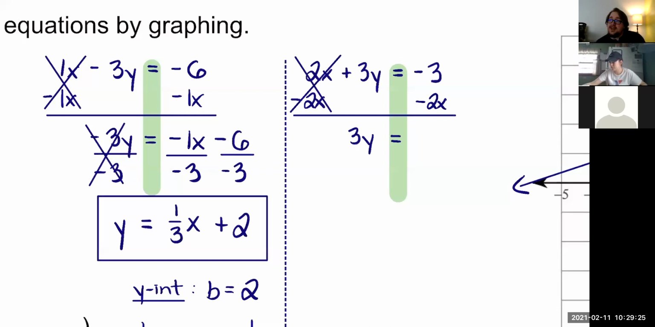-3 and -2x, are they like terms? No. They are not, so we just drop them down without messing with them. So I like to bring down the x term first, just so it feels more like that y equals mx plus b format that we're typically more comfortable with. What still needs to move? The 3 off of the y. You're looking at the right place.